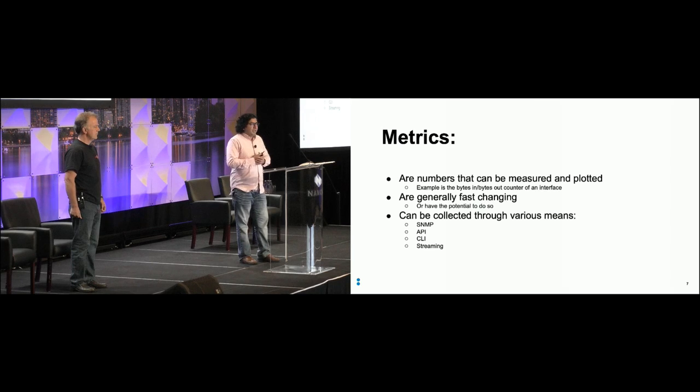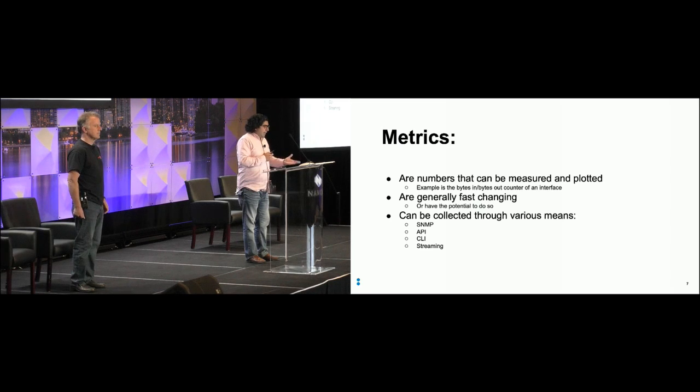Another concept is metrics, which obviously is one of the core things. A metric is anything that can be measured. So it's essentially always a number. Metrics typically tend to be fast changing. And while that might sound obvious, I'm going to contrast it with something called enrichments later on. And like I said, because of the plugin architecture, metrics can actually be collected through any mechanism.